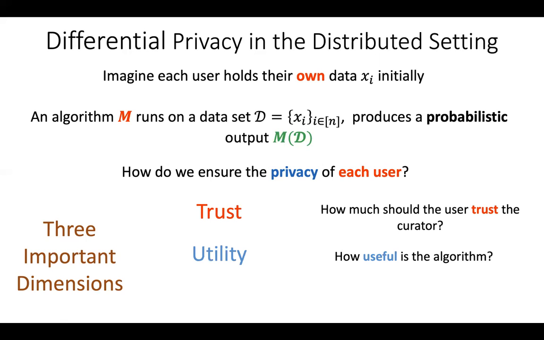And second is utility. Of course, we want the algorithm to output good enough solutions for the given problem, and that's very important. And third is privacy. Since we are in the DP region, the extent of privacy can be measured by the epsilon and delta parameters of epsilon-delta DP.